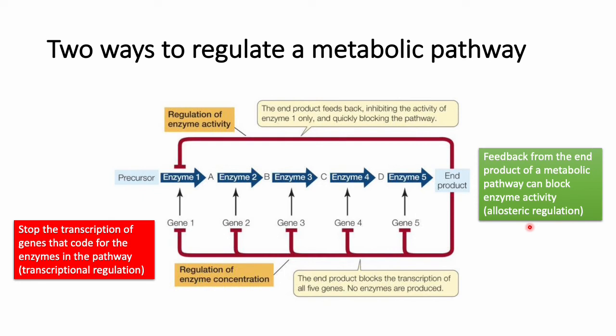The other type of regulation is transcriptional regulation, where there's a stop of transcription of the genes that code for enzymes in the pathway. This is where the end product blocks the transcription of all 5 genes, and no enzymes are then produced.